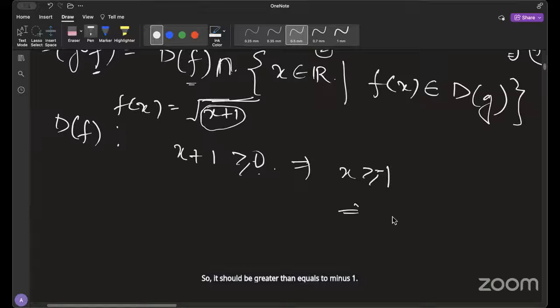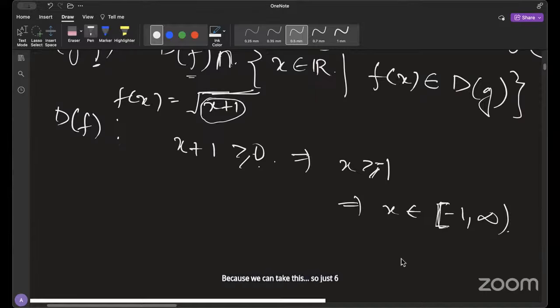Now this means your x should belong to minus 1 to infinity, right? Minus 1 is included here because you can take this equal. So this is minus 1 to infinity.